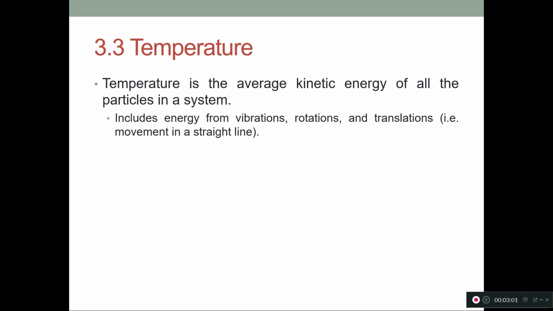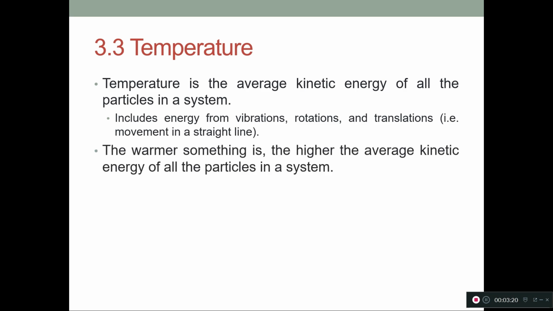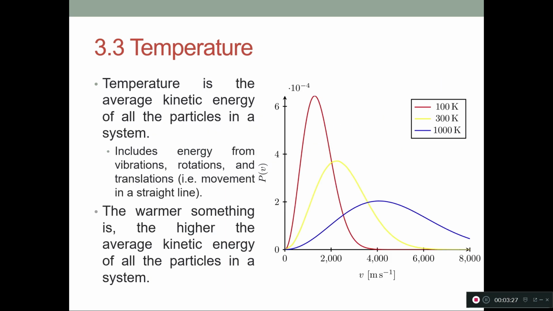So temperature is the average kinetic energy of all the particles in the system, and so we see that that is related to the velocity of all the particles in the system. So this includes energy from vibrations, rotations, and translations. And the warmer something is, the higher the average kinetic energy of all the particles in a system. So if we look at a graph like this, which is called a Boltzmann distribution, we are looking at the velocity of the particles here on the x-axis, and then the proportion of particles that have that velocity here on the y-axis.